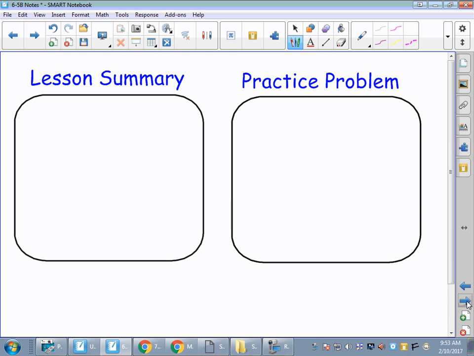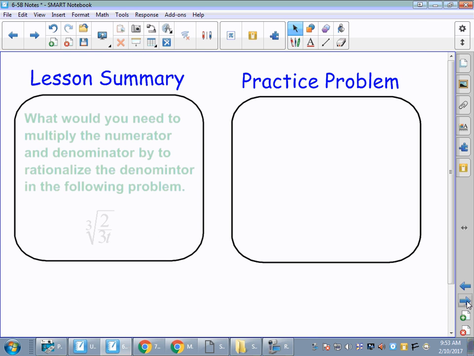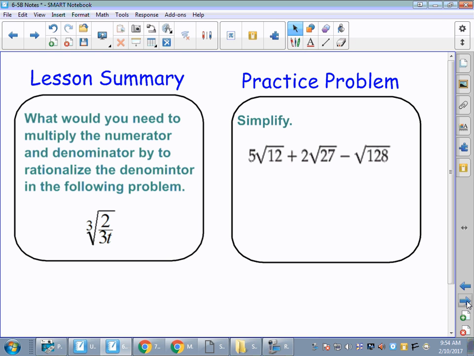So as a lesson summary, I just want to know what you would need to multiply the numerator and denominator by to rationalize the denominator in the following problem. That's a cube root. It's going to be a little bit more difficult. Give a guess. We'll see where you're at. You want to make the denominator a perfect cube. And I'm having a hard time finding my practice. There it is. Simplify that problem. So get them all to be common radicals and then add and subtract. Good luck.